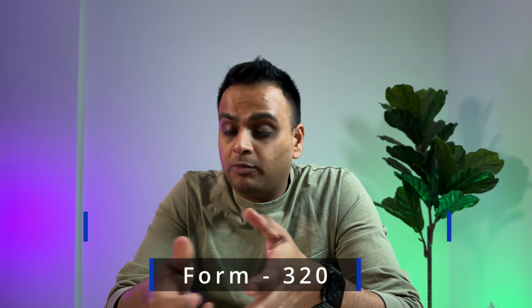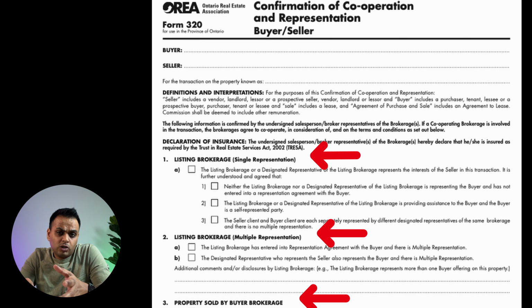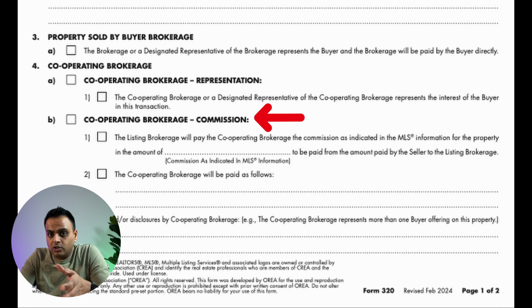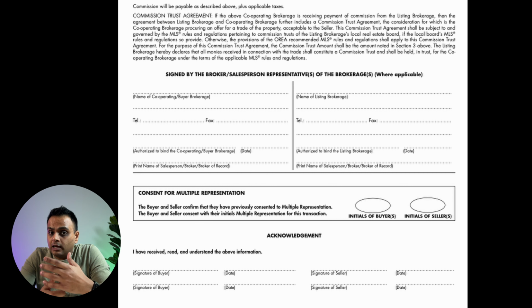Lastly, the APS is usually accompanied with the final form, which is the Confirmation of Cooperation, or Form 320. This form usually lists out who's representing whom in this transaction, along with the realtor's commission and who's to pay for it, and then accompanied by the signatures and acknowledgements in the end.